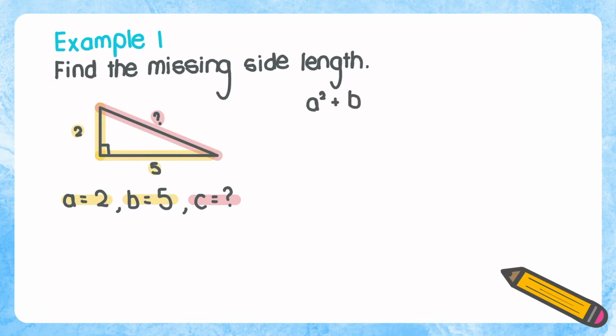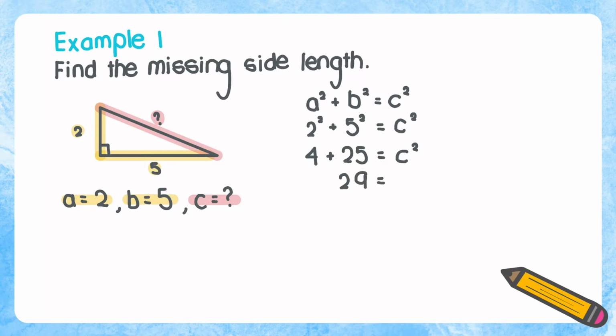We have A squared plus B squared equals C squared. Let's replace A and B with our known values. So 2 squared plus 5 squared equals C squared. And let's start simplifying this. 2 squared equals 4 plus 5 squared, which is 25, equals C squared. And then 4 plus 25 equals 29. So we have 29 equals C squared.